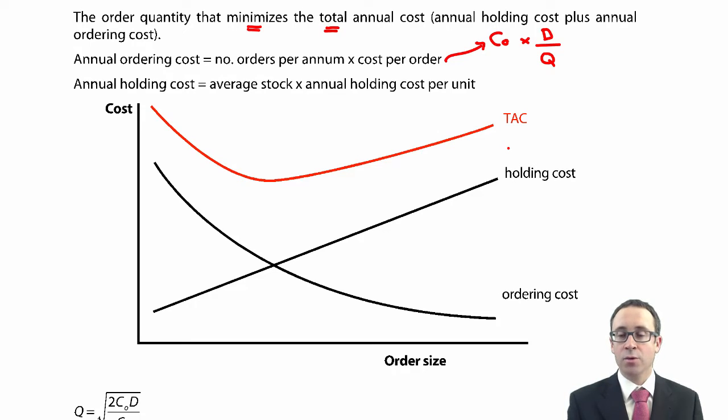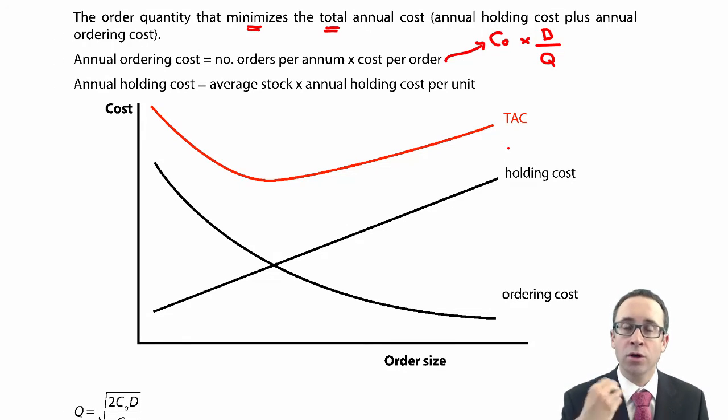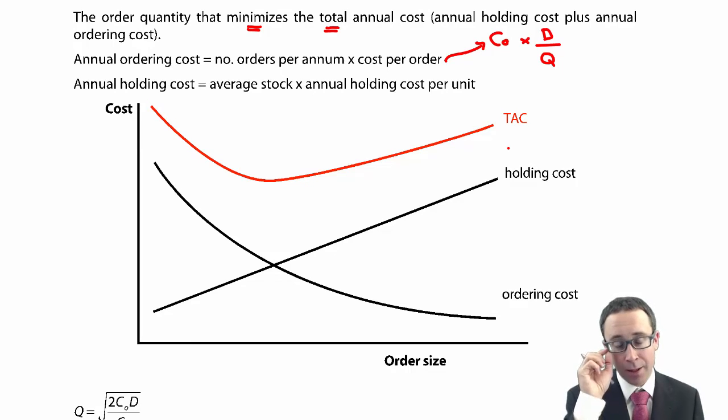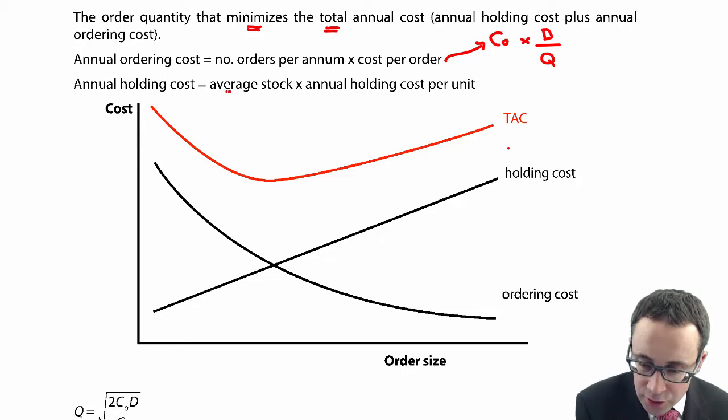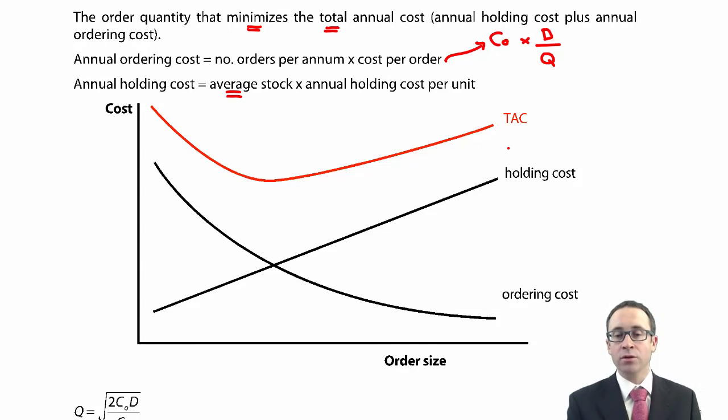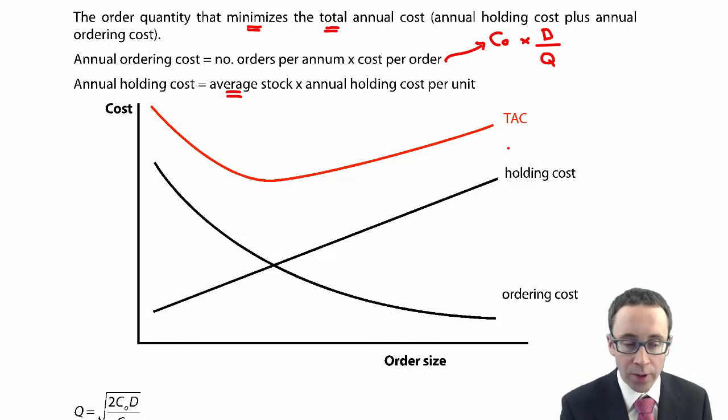Okay, so to work out the number of orders, you take your annual demand and divide it by the quantity of goods that you buy per order, don't you? So if your annual demand was 100,000 and every time you ordered 10,000 goods, then 100 divided by 10 is 10. You would need to make 10 orders per annum. Okay, nice and simple.